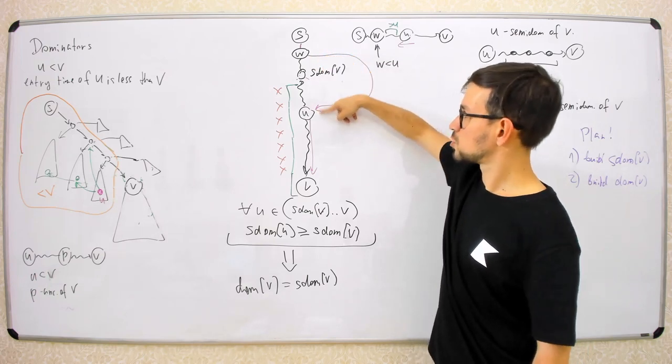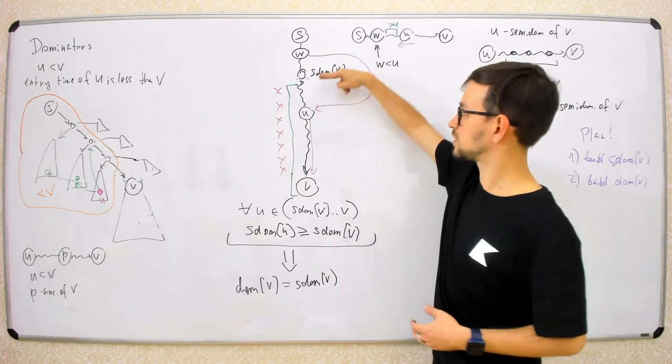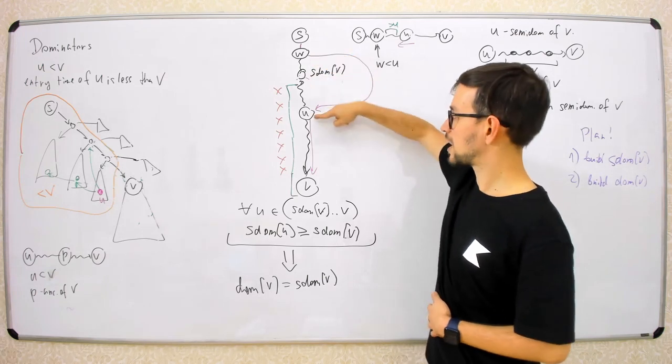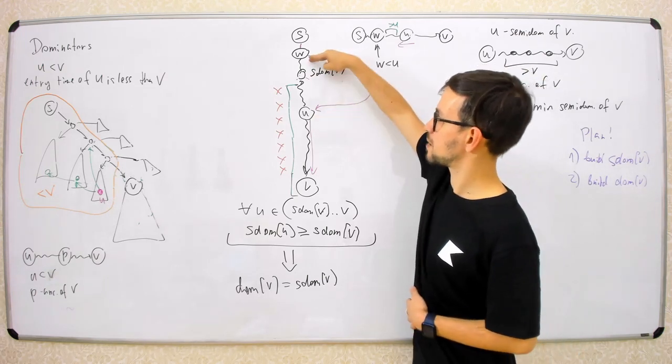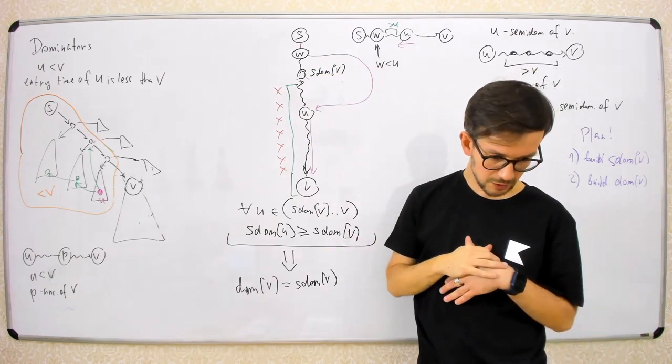But u is the first node from this region, so w must be its parent, but not from this region. So its parent is above this position. So we have some node u which has a semi-dominator above this position. So it contradicts this statement. Yeah, cool.